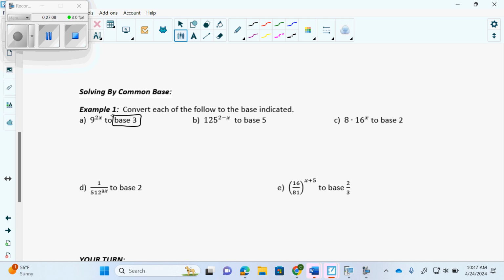So 3 squared, we agree, is 9. True? Too much talking. Not enough paying attention. You'll be lost, little souls. All right. 3 squared is 9. We agree?